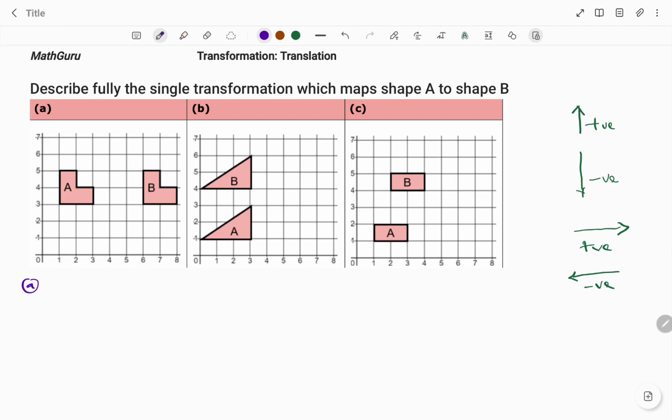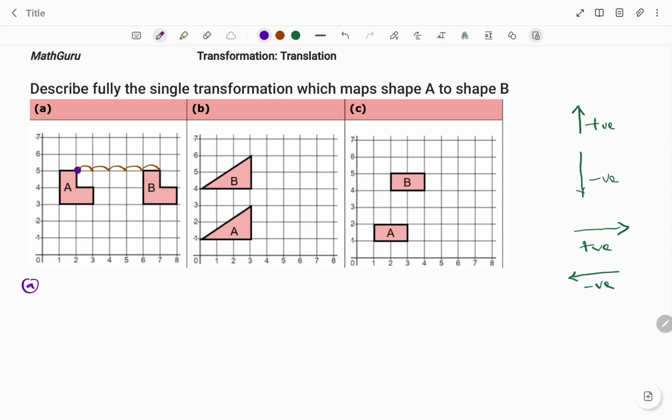So in the first example, in order to figure out which direction the shape is moving, I'm going to pick a corner or a vertex of the first shape. I'm moving from shape A to shape B. So if I pick the highlighted vertex or corner and I'm counting, I start with the x-axis. The shape has moved 1, 2, 3, 4, and 5. 5 units to the right.